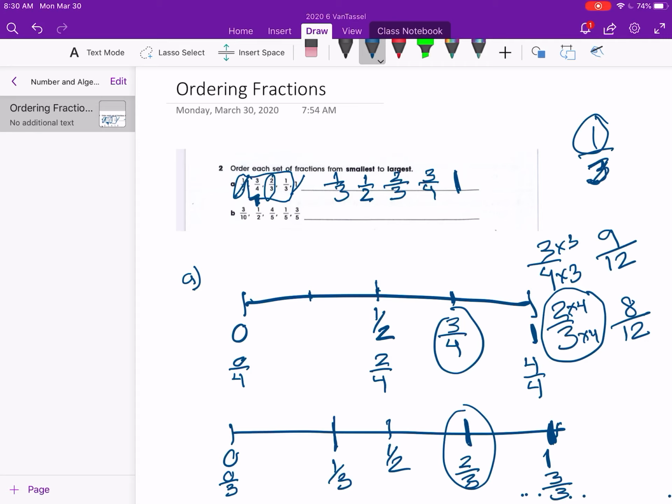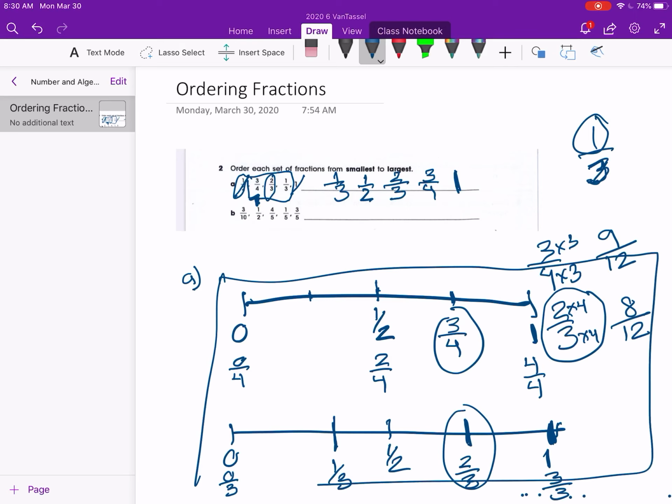So I guess the thing to do for these is really to make equivalent fractions for the ones that you're unsure of that are really close. But I always think of this as what you're thinking about in your head. I always think of where the halves are.